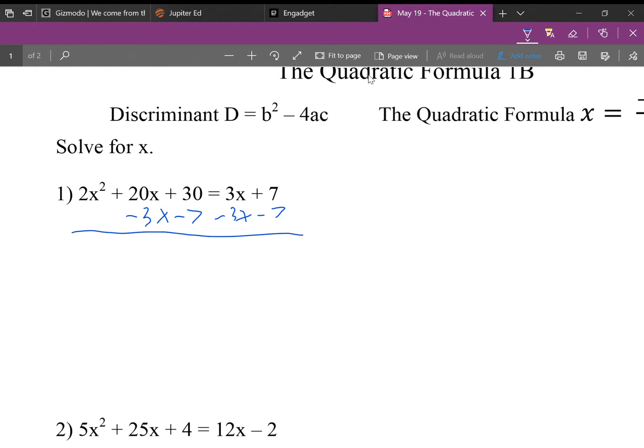So when I do that, what do I come up with? I get 2x squared, which didn't change. 20 minus 3 is 17, so that's going to be 17x. 30 minus 7 is 23. And then on the right-hand side, now I have what I want, which is 0, right? Because the 3x and the negative 3x cancel. The positive 7 and negative 7 cancel. All right, so that's my new quadratic equation. And again, it needs to be equal to 0 before you do the quadratic formula.